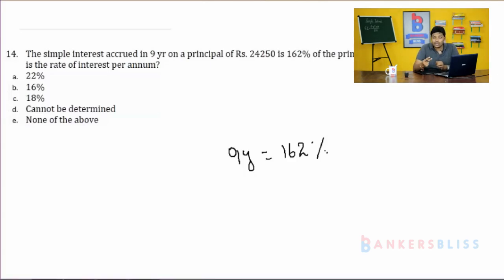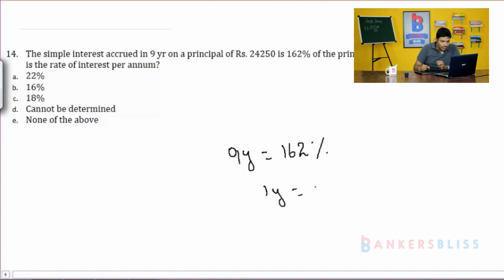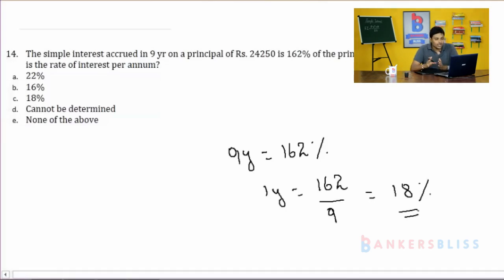Then per year, what is the interest amount you are getting? Per year it will be 162 by 9. 9 1s are 9, 9 8s are 72. So 18% is your answer. If you go with the formula, you are going to lose a lot of the valuable time you have in your exam.